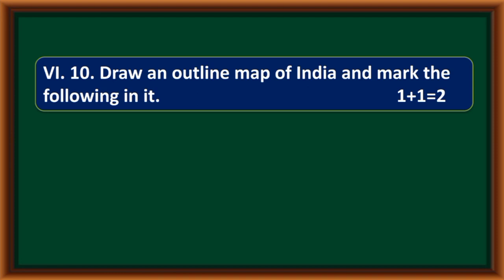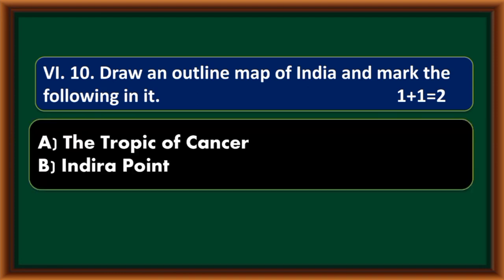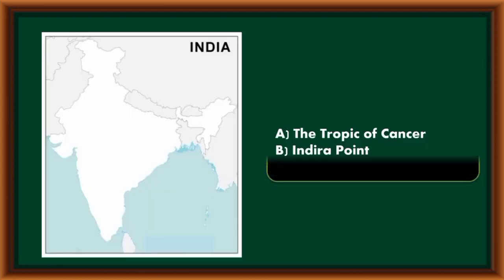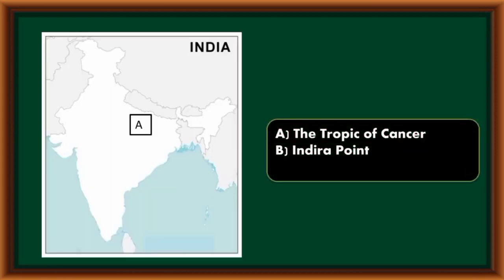Draw an outline map of India and mark the following in it: A. The Tropic of Cancer. B. Indira Point.